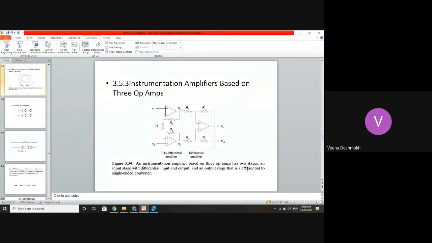Okay, a quick recap of yesterday's class. Yesterday we discussed the instrumentation amplifiers, the various advantages of instrumentation amplifiers, and why they are used in the first stage of any sensing system. We discussed two op-amp instrumentation amplifiers and the improved version of the two op-amp instrumentation amplifier, that is the three op-amp based instrumentation amplifier.